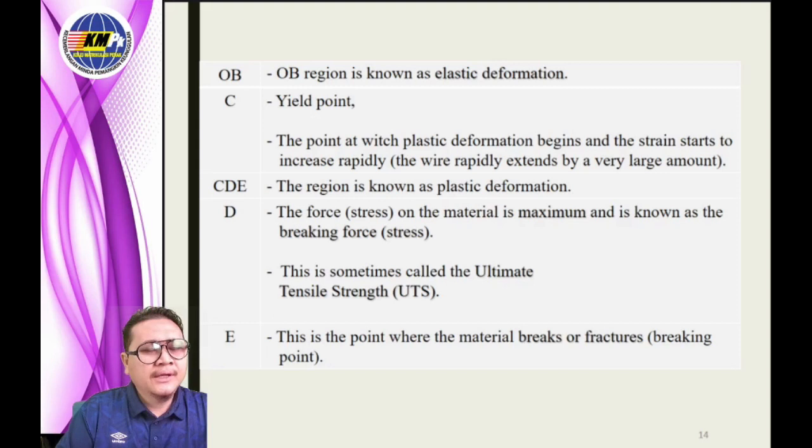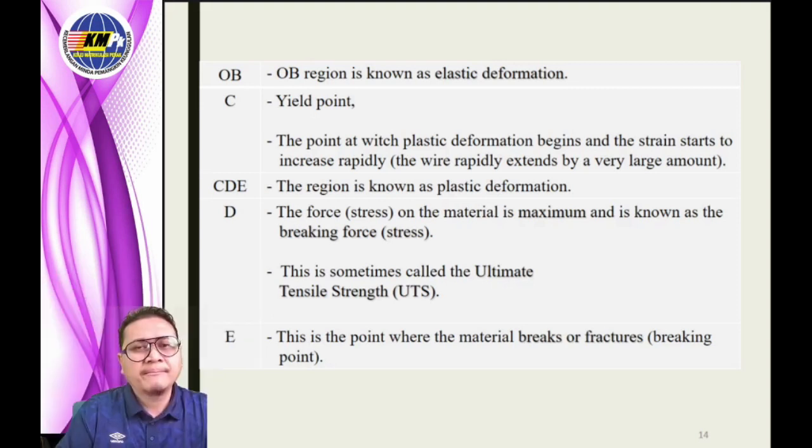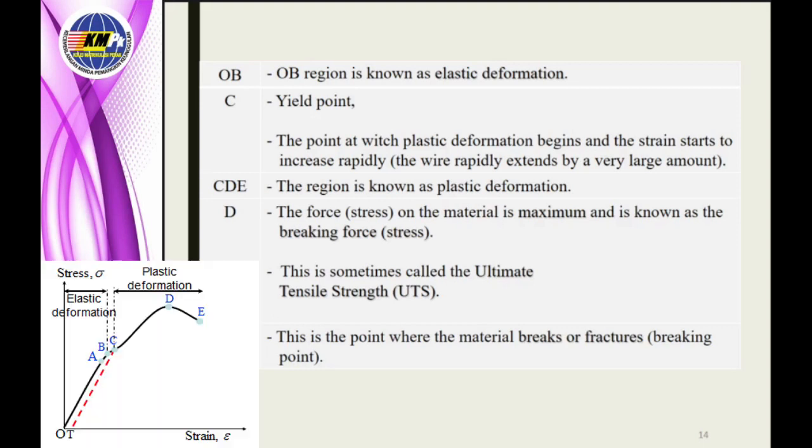At point C, we call it the yield point. This is the point at which the plastic deformation begins and the strain starts to increase rapidly. At this point, over the yield point, the extension becomes larger. CDE is the region we call plastic deformation.